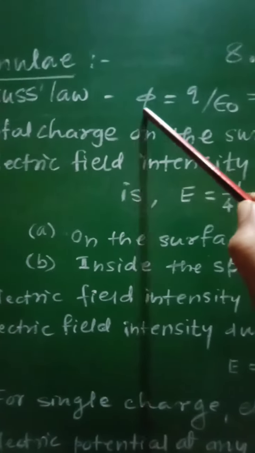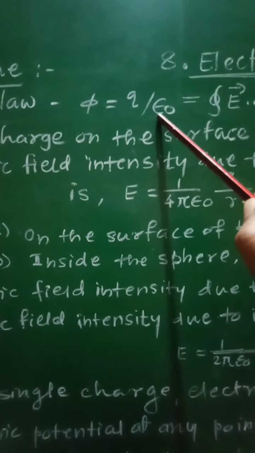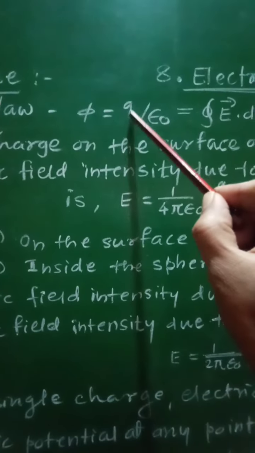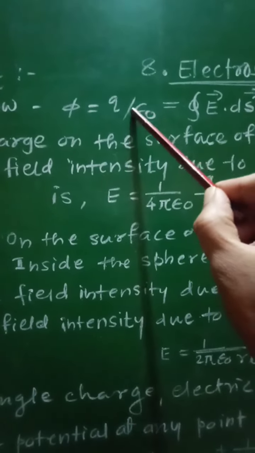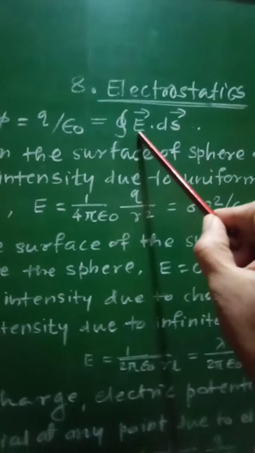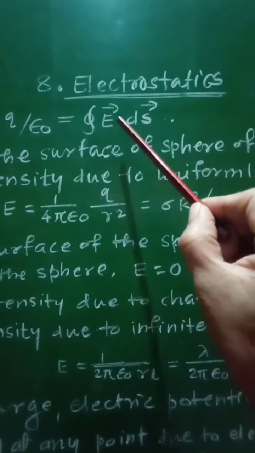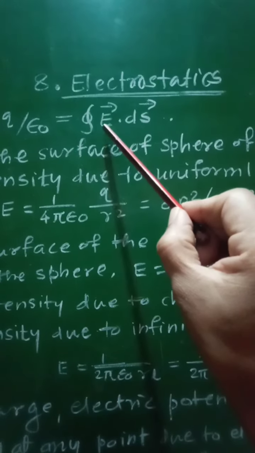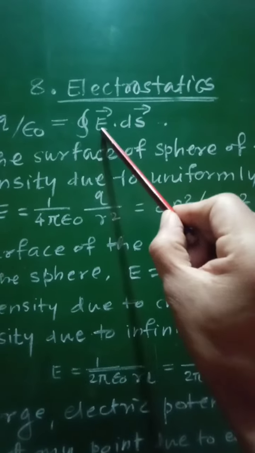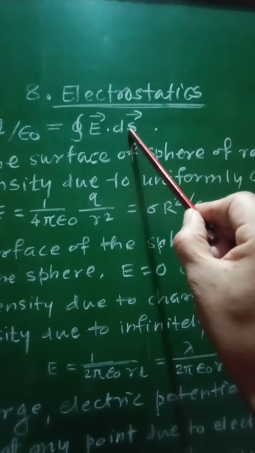The mathematical statement for Gauss law is phi equal to q upon epsilon 0, that is, electric flux phi is equal to electric charge q upon permittivity of the free space epsilon 0. In other words, it will be given as integration over closed path of the dot product of E and ds, that is vector E dot vector ds, where E represents electric field and ds is the surface area.